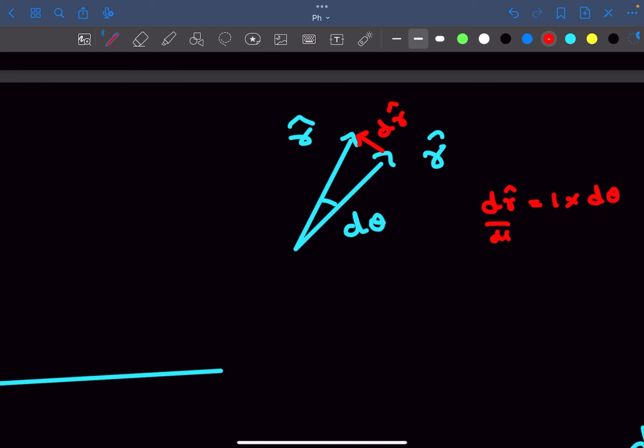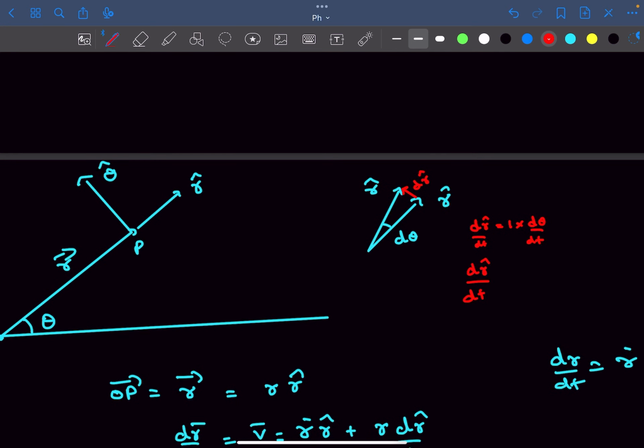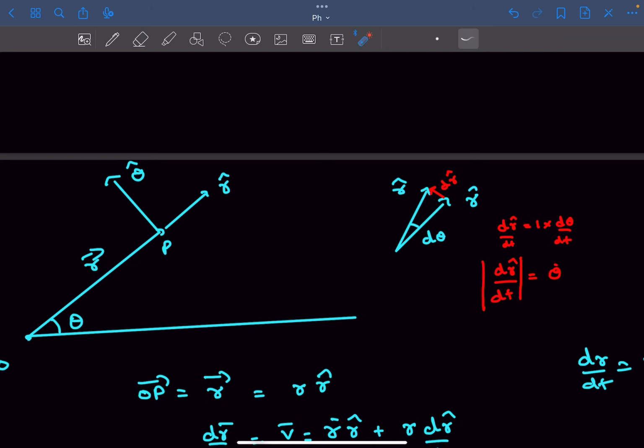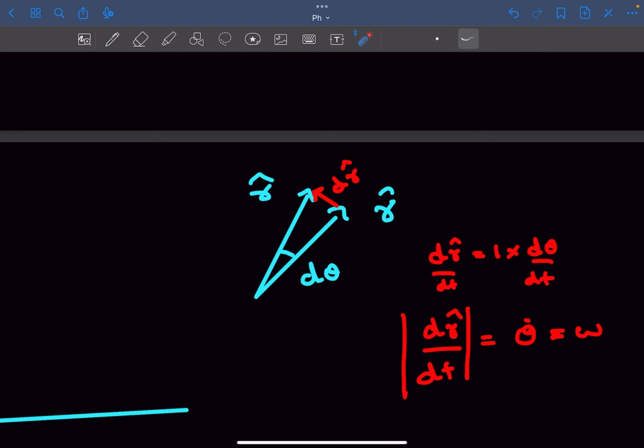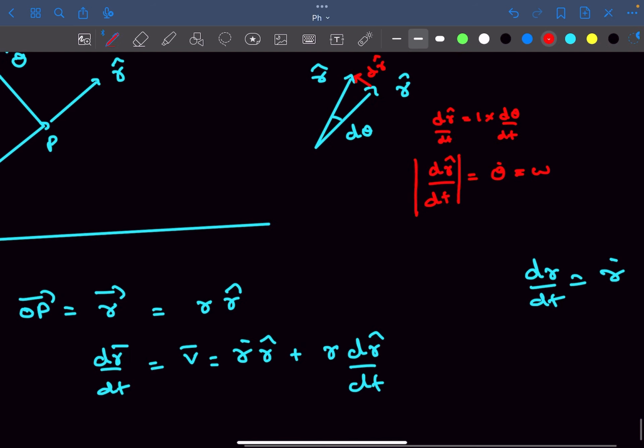Now if I divide both sides by dt, we get a very important result. By the way, this was a magnitude; we'll talk about the direction. The magnitude of dr cap by dt is going to be d theta by dt, which is basically the omega of this line OP. This would be simply omega. Another important thing is the direction. As I said earlier, dr cap is perpendicular to r cap. As we took the perpendicular direction of r cap as theta cap, we can clearly say the direction of dr cap by dt is in the theta cap direction.